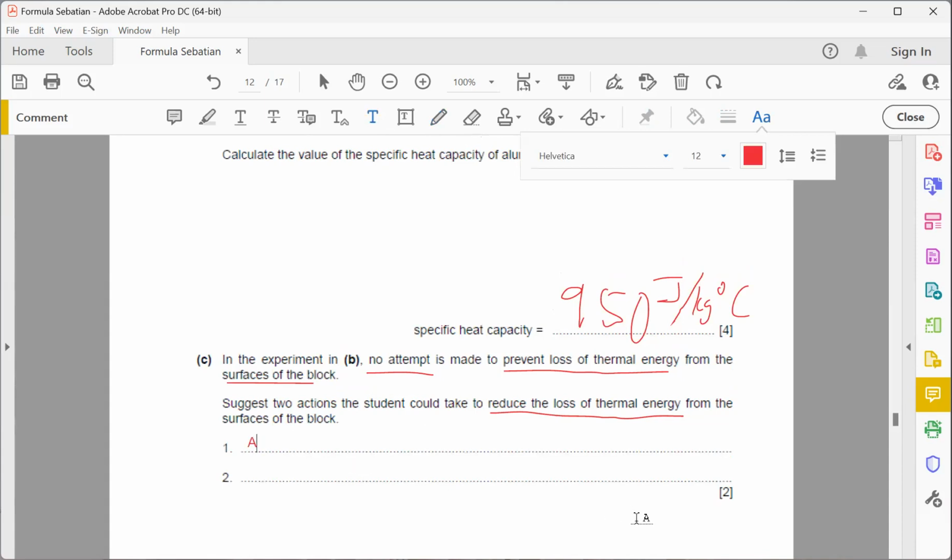Number 1, add insulation around the metal block. And number 2, as dumb as it may sound, add insulation on top of the metal block. Seriously, it sounds dumb, right? But both are answers. Because when you add the insulation around the block, it prevents heat loss to the surrounding. When you add it on top, it prevents convection occurring, which is something that you're going to learn next week.